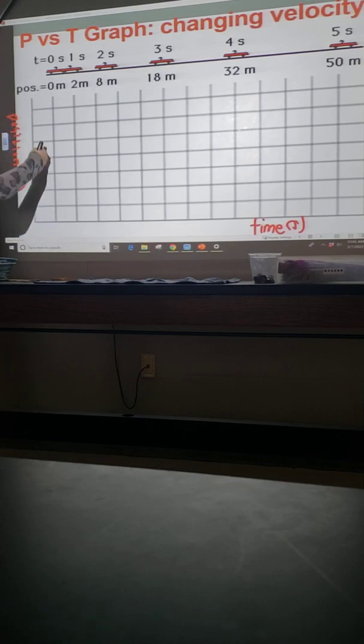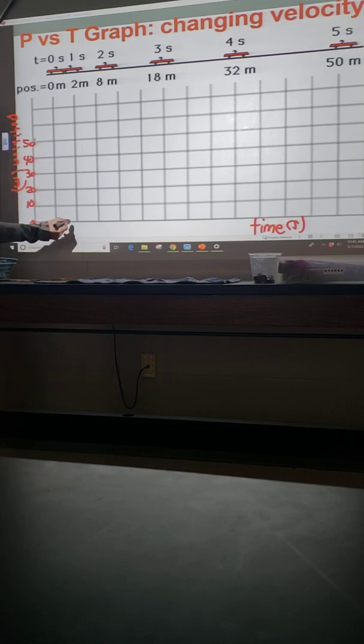Now I have to decide what each space is worth over here, and I go from 0 to 50. So again, like we did before, ones, we don't have enough room, twos, we don't have enough room, fives, we don't have enough room. But if we count by tens, we can fit all of our data. We can get up to 50 meters.